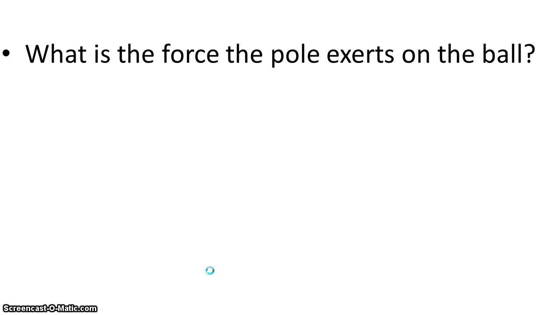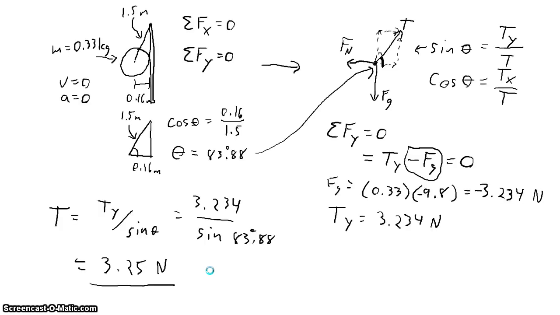What is the force that the pole exerts on the ball? In other words, looking back at our diagram, what is this normal force here that comes from the fact that the ball and the pole are in contact? Well, we've already used the fact that the forces in the y direction must cancel out. Now let's use the fact that the forces in the x direction must also cancel out. That means if we consider the right to be the positive direction, positive Tx minus the normal force must be 0.